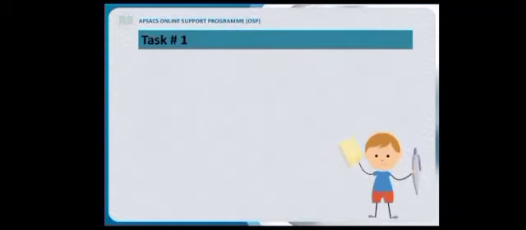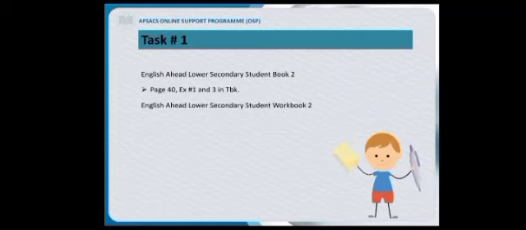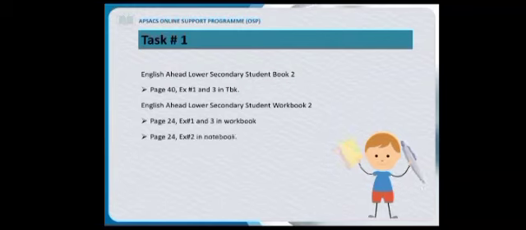For your task 1, from student book, page 40, exercise 1 and 3 in textbook, and from workbook, page 24, exercise 1 and 3 in workbook, and page 24, exercise 2 in your notebooks.